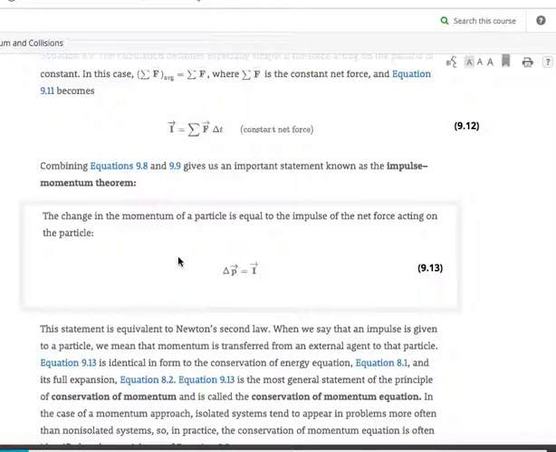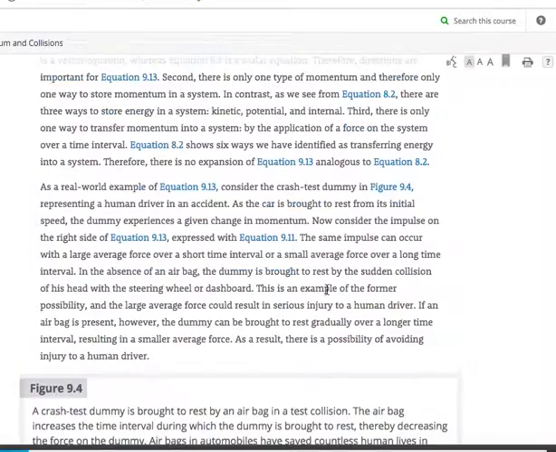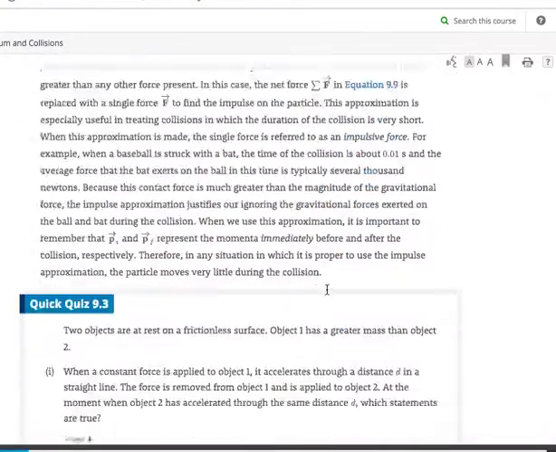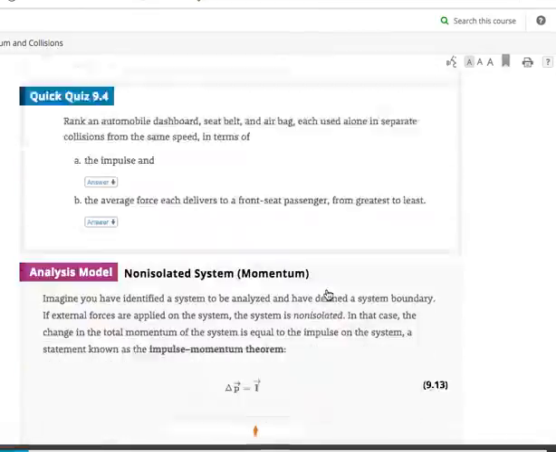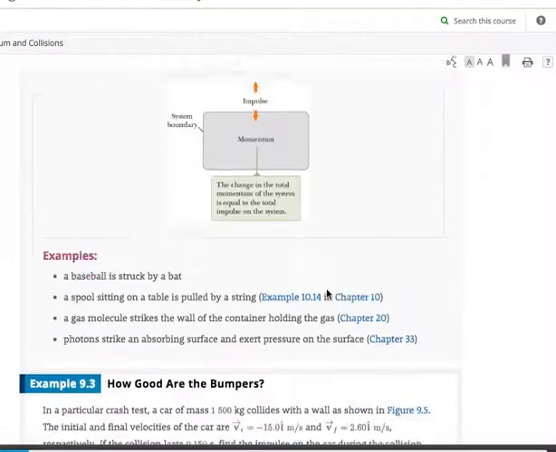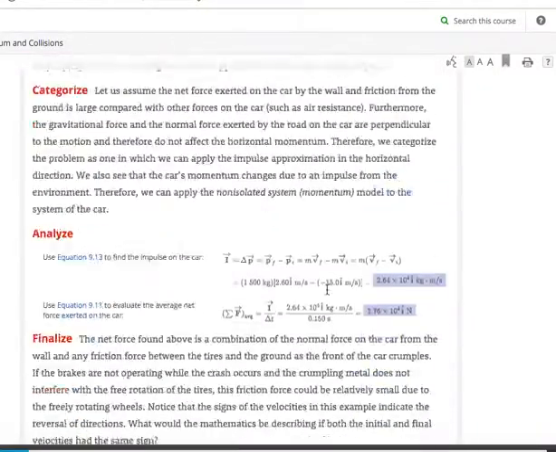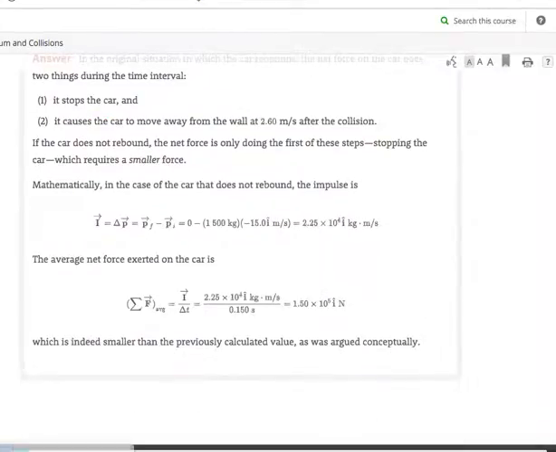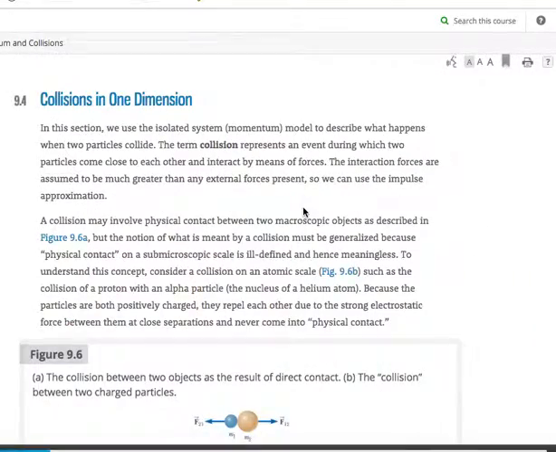Here's the impulse momentum theory again. The integral of F dt is equal to the integral of m dv. The change of momentum is equal to the impulse of the net force acting on the particle. Again, in a non-isolated system, you can have energy that comes in or leaves.